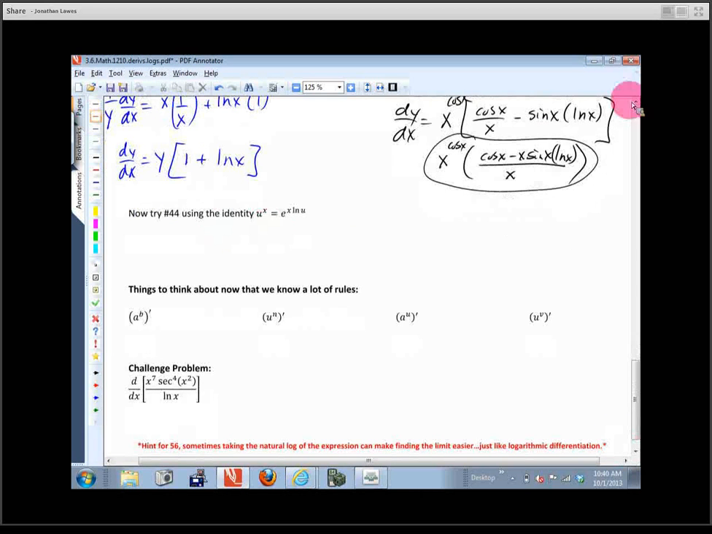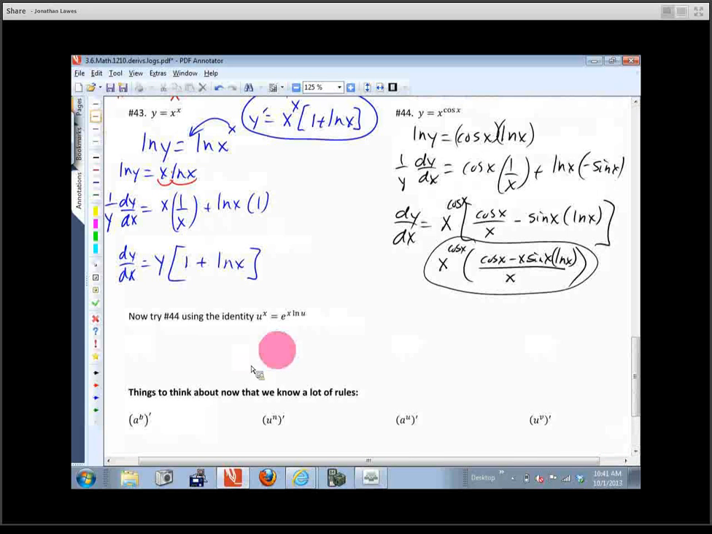Let's try problem number 44, only let's use this identity right here. We talked about how you can write any exponential as an exponential base e. We talked about why this is an identity. The reason it's true is because if I slide this up here, I have e to the ln of u to the x. These would undo each other, so I would have just u to the x. But let's consider this guy right here, and let's rewrite this using this idea.